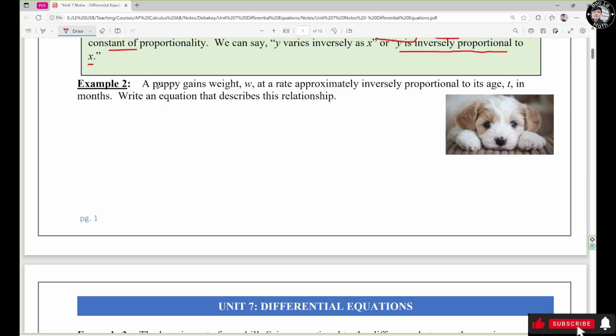Now, example number 2. A puppy gains weight w at a rate. It tells us that w prime is approximately inversely proportional, so it's going to equal the constant of proportionality k divided by its height t. Or you can write dw over dt equals k over t.